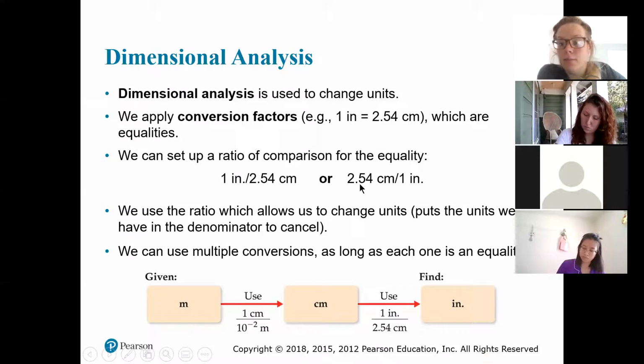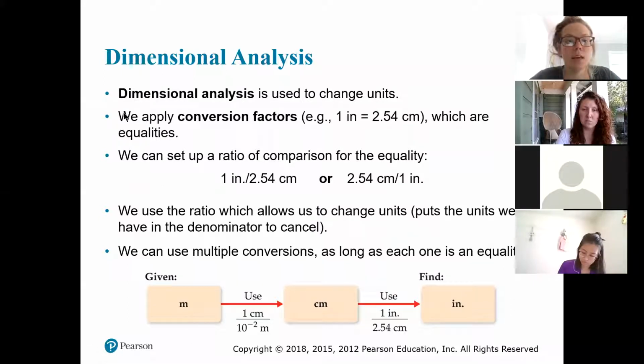Either one is valid because it's the same thing over the same thing. The same thing divided by itself is 1. So this is equal to 1, and this is equal to 1. Depending on which direction I'm going in my unit changing, I would use this one or this one. If I'm going from centimeters to inches, I'd probably want to use this one. If I'm going from inches to centimeters, I would use this one. And we use these ratios to allow units to change and/or cancel.